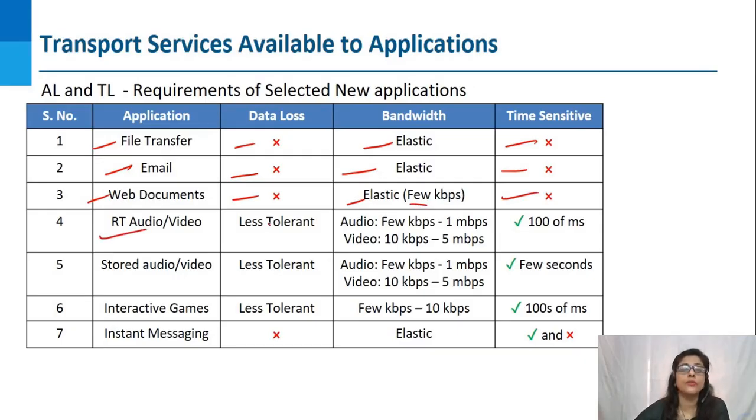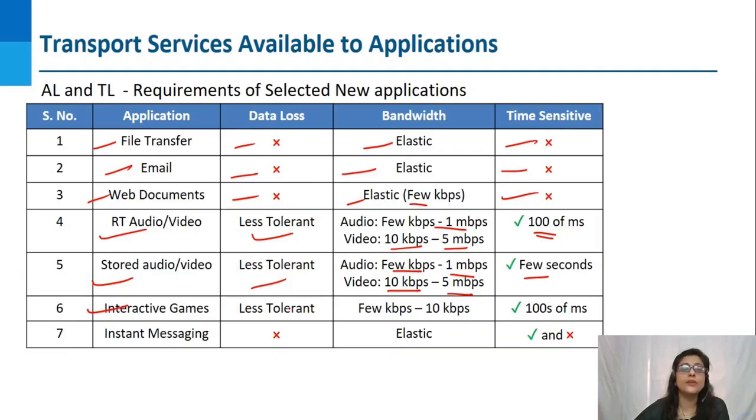For real-time audio and video, data loss is slightly acceptable, and for audio we can have a bandwidth of a few kbps to 1 Mbps. For video we can have a bandwidth of 10 kbps to 5 Mbps, and this is very much time sensitive, on the order of hundreds of milliseconds. Next we have stored audio and video. Here also data loss is acceptable, and for audio we can have a few kbps to 1 Mbps. For video we can have 10 kbps to 5 Mbps, and it is also time sensitive, within a few seconds.